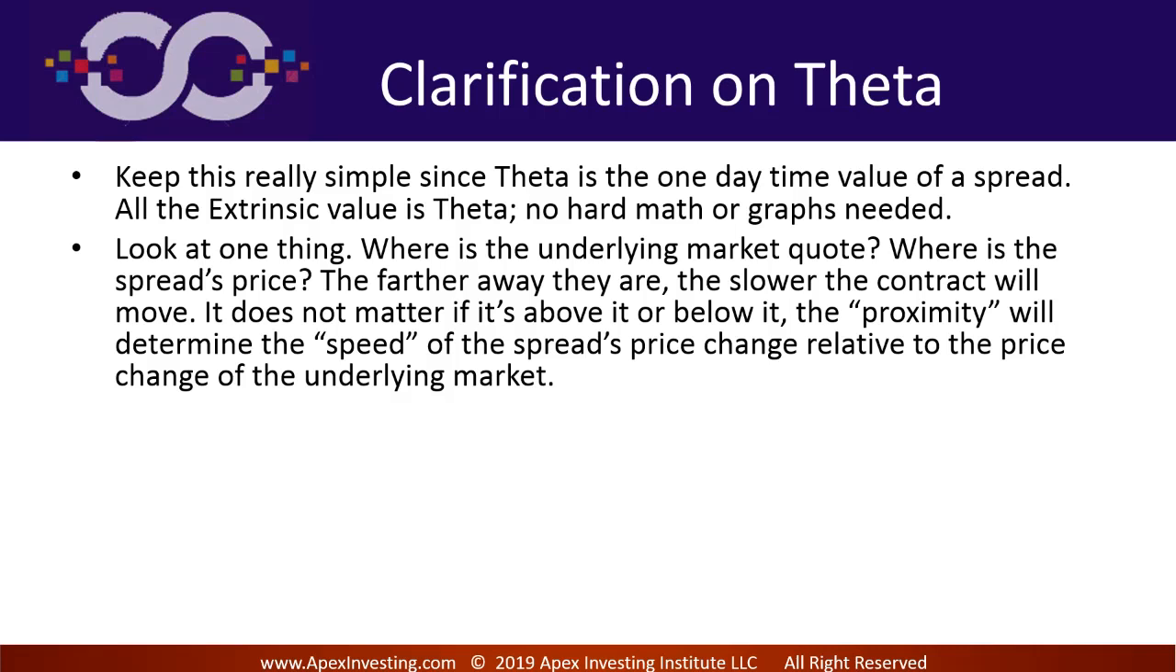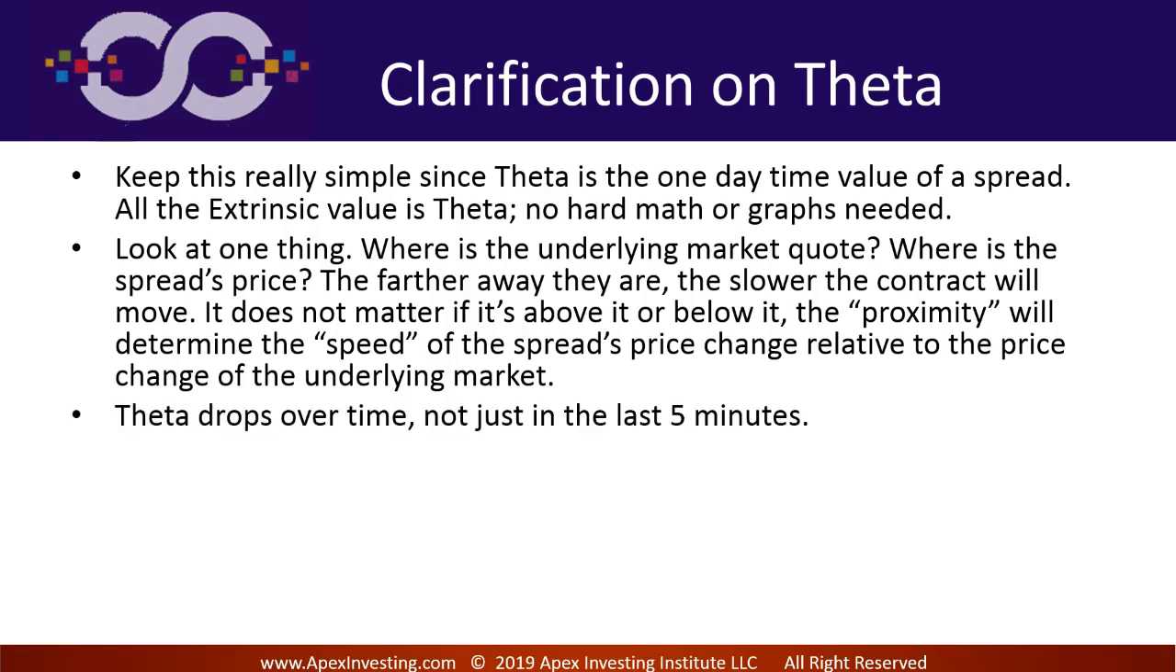So what you need to look at is, where is the underlying market quoting? Where is the spread price quoting? The farther away they are, the farther away the underlying market is from the bid offer of the spread contract itself, the slower the contract is going to move. Doesn't matter if it's above it or below it, the proximity will determine the speed of the spread's price change relative to the price of the underlying market. So, again, don't get all worried about the complexities of theta. Just understand that proximity number, the higher it is, the slower it's going to move.